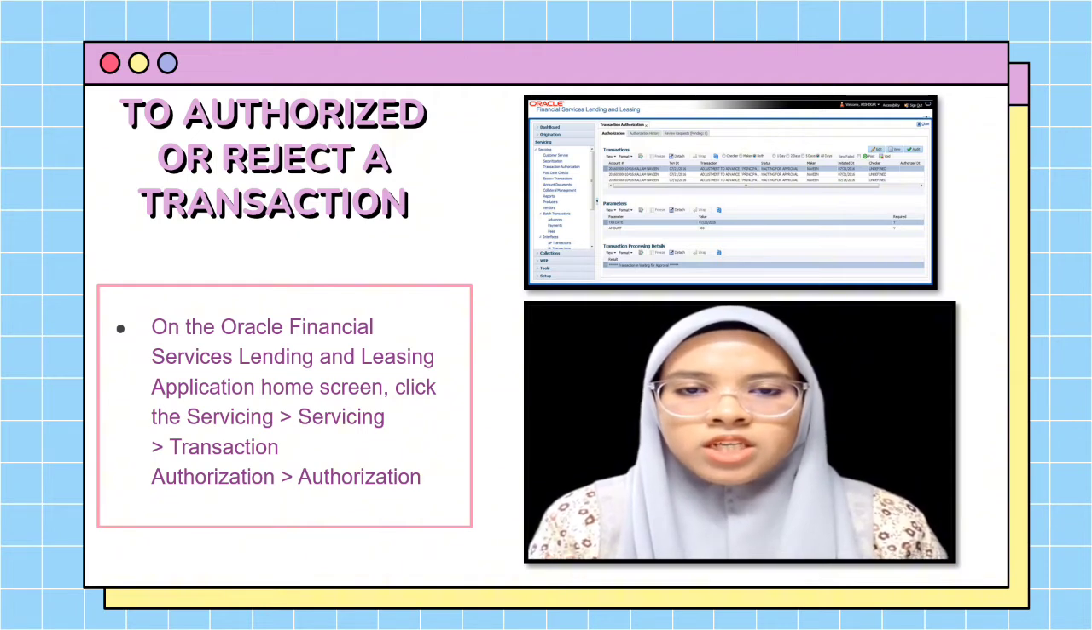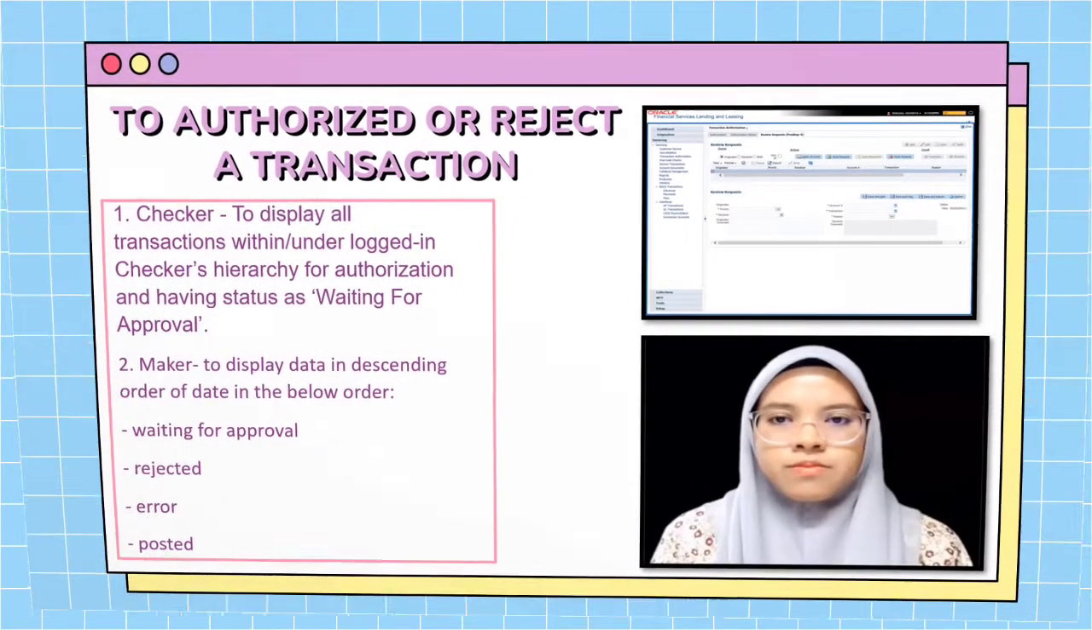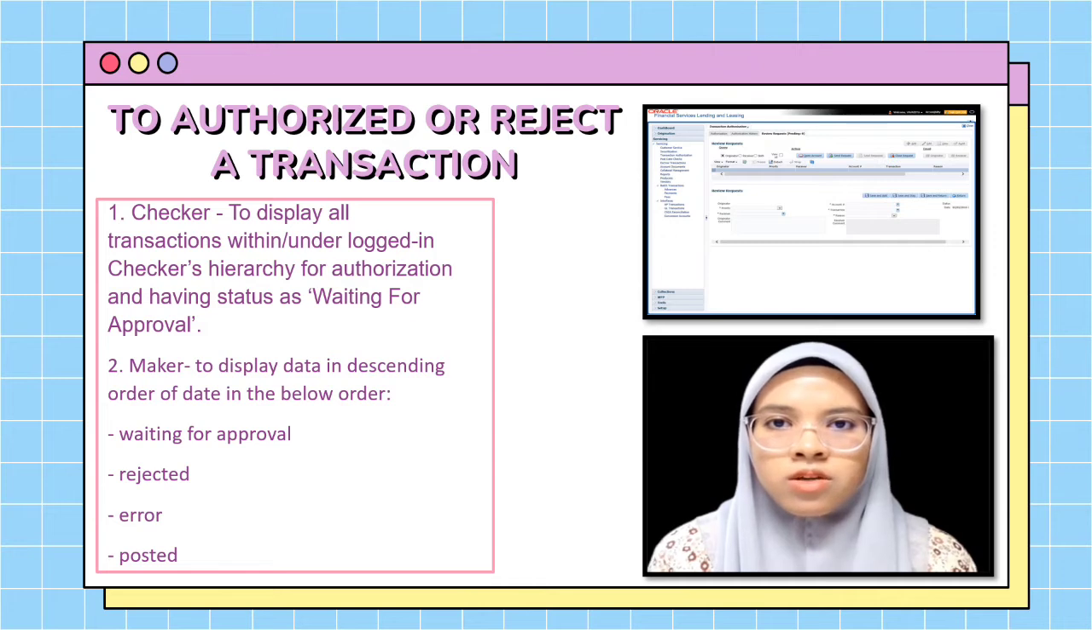On the Oracle Financial Services Lending and Leasing application home screen, click Servicing. After that, click Transaction Authorization and then click Authorization. Number 1, checker: to display all transactions within or under the login checker's hierarchy for authorization and having status as waiting for approval. Number 2, maker: to display data in descending order in the below order: waiting for approval, rejected, error, posted.